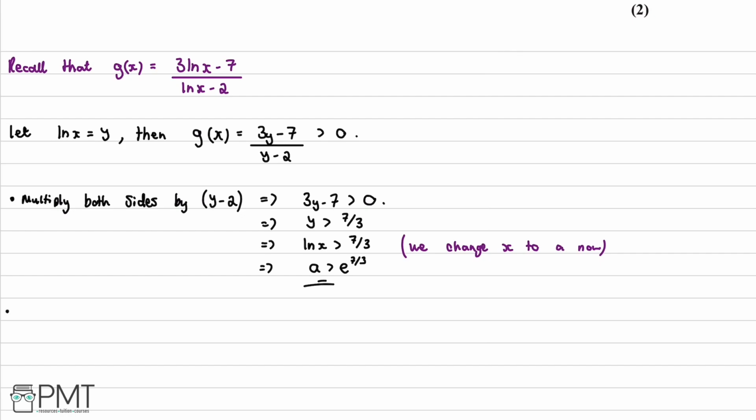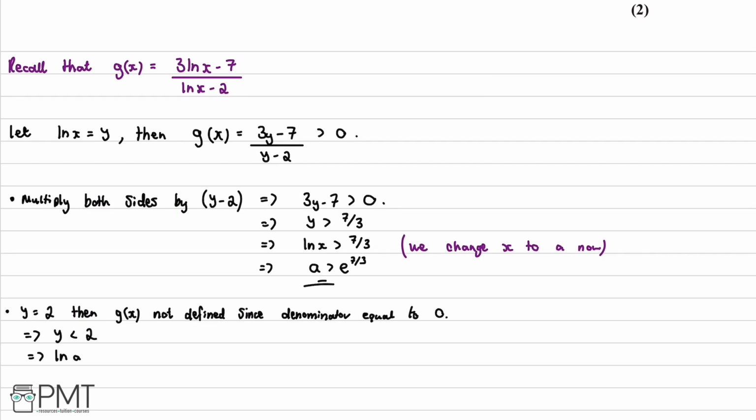And secondly, we notice that we have y minus 2 as our denominator. So we know that if y is equal to 2, then g of x is not going to be defined because the denominator is equal to 0. So therefore, what we can say now is that for this whole function to work, we must have that y is going to be less than 2, which therefore means that ln of a, so we'll just put a in straight away this time, is going to have to be less than 2. So therefore, taking exponentials, we have that a must be less than e to the power of 2.